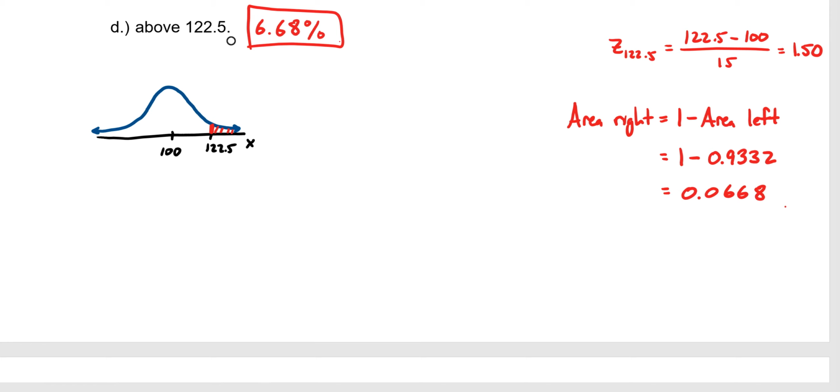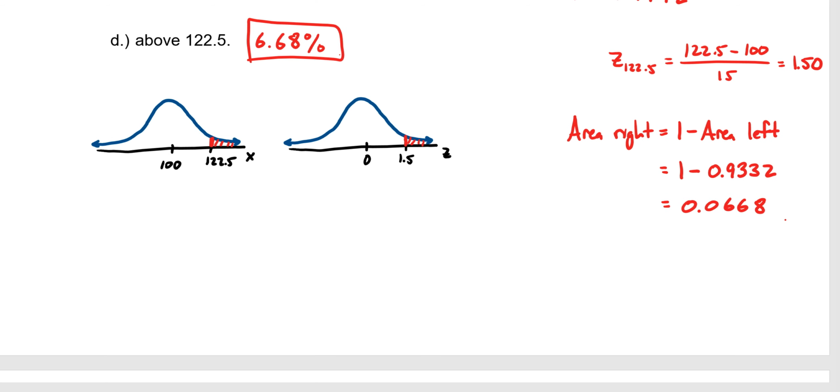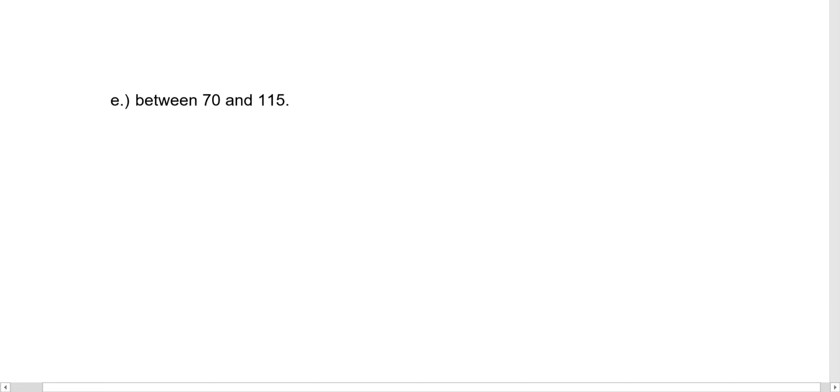Okay, let me just real quick fill in the curve for the standard curve here. So you don't always have to fill out these curves and shade in the proper region in order to do them, but it's good to do it for the actual data values and for the Z values, because then you can verify that the area that you're shading in is exactly the same. Okay, let's do one more for this question, then we'll do just one other one. Let's do it between 70 and 115.